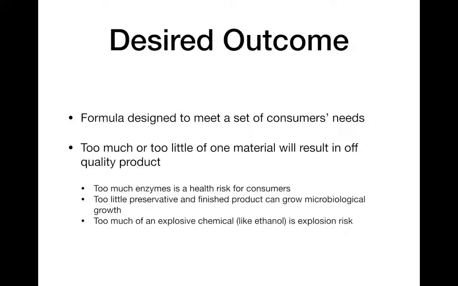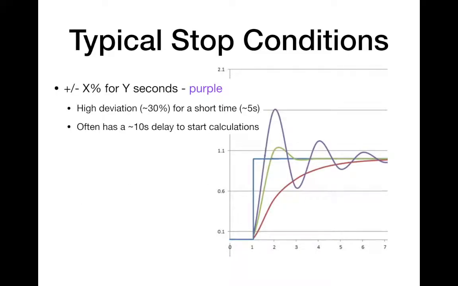Another example is too little preservative, and finished product can grow microbiological growth. Preservative is a common ingredient in consumer products, and you have to have enough. Otherwise, if there's too little, then they can grow micro growth in the finished product, which will result in either an off odor, or the color can fade, or if the product is supposed to be white, it'll turn brown, and if it's a different color, it'll basically just turn brown. And ethanol is a common ingredient, or there are other explosive chemicals that are used in consumer products, and if you add too much of it, that is clearly going to be a risk for explosion.